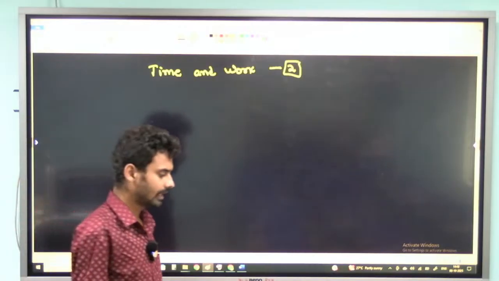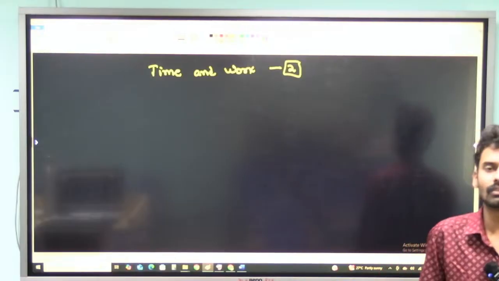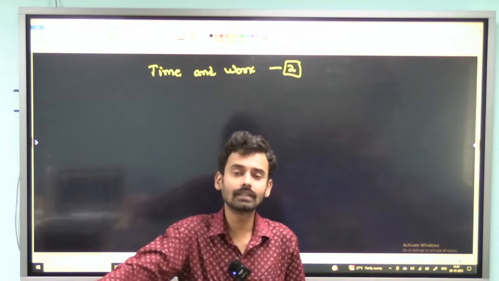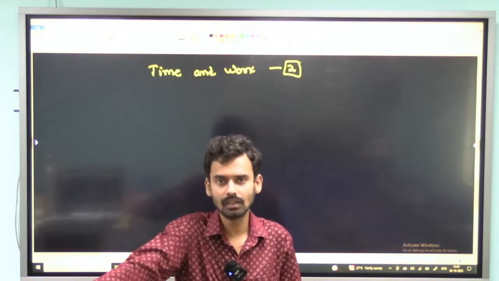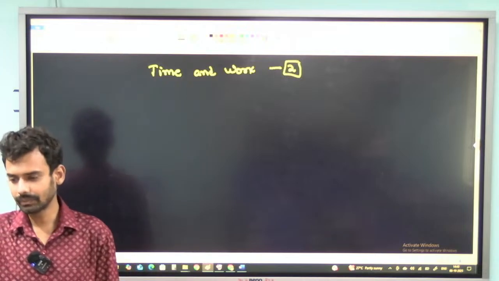So in part 2 of time and work, let's see how to deal with the question when both started working together and one person is leaving, or one person started working and one more person joins later. So in this type of question, let's see how to do. Let me directly take up the questions.